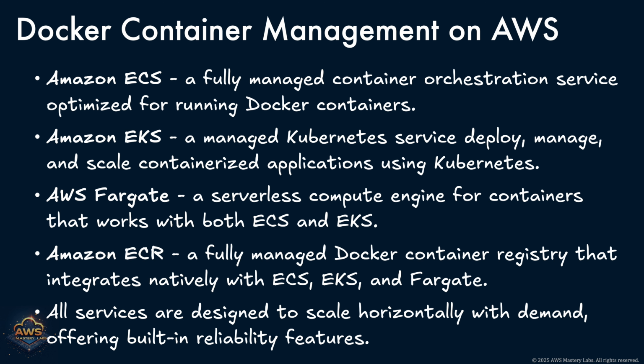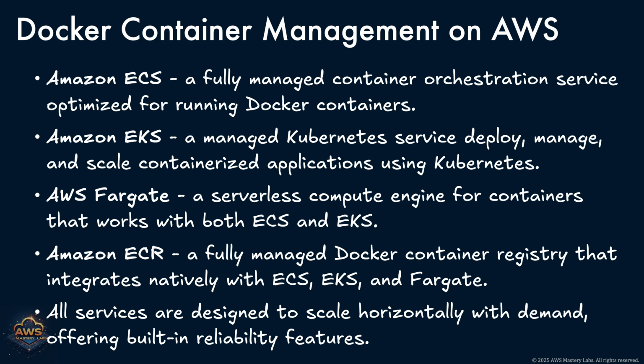Finally, there's Amazon ECR, or Elastic Container Registry. ECR is a fully managed Docker container registry that makes storing, versioning, and deploying container images secure and seamless. It integrates natively with ECS, EKS, and Fargate, ensuring that your container lifecycle is tightly coupled with AWS best practices. Together, these services form a cohesive and powerful platform for Docker container management on AWS.